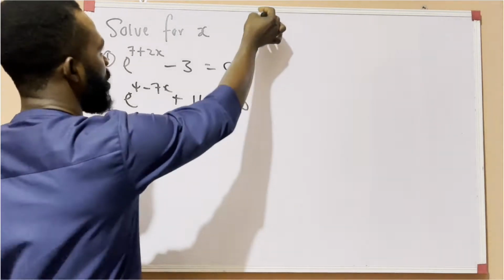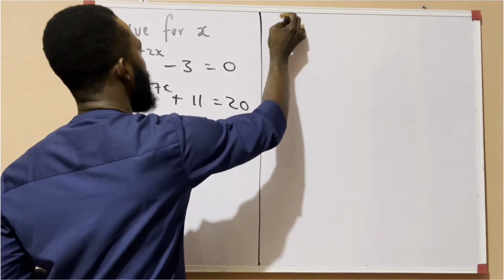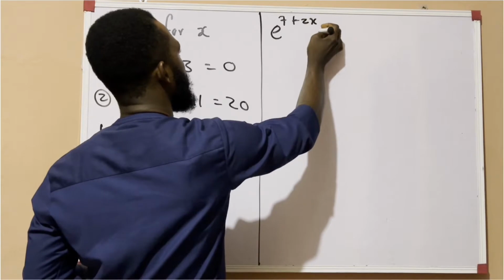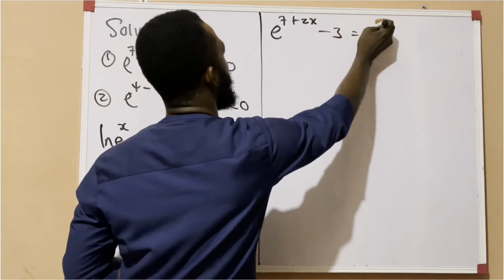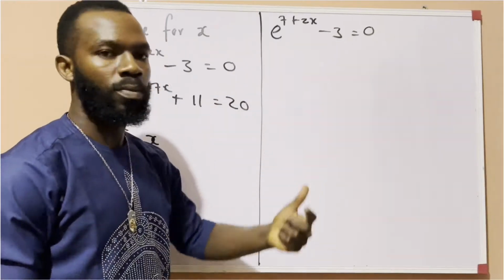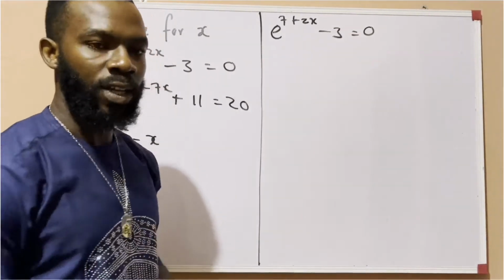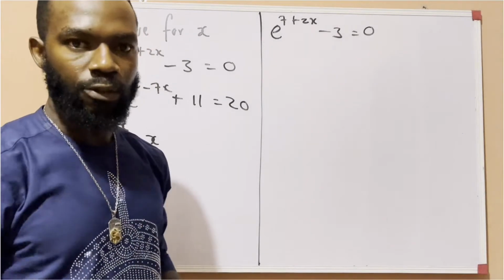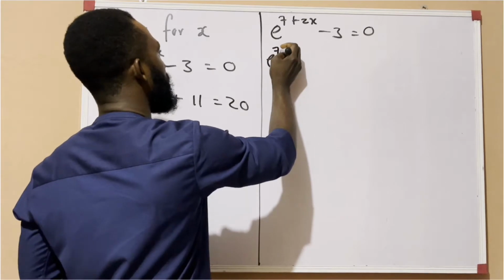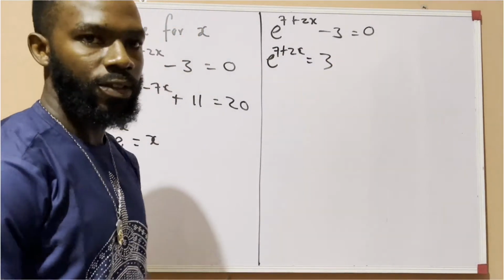Okay. Let us solve question number one. Question number one says e raised to the power of 7 plus 2x minus 3 equals 0. Now the first thing we're going to do is make the exponential function the subject of the formula. So minus 3 goes to the right-hand side of the equation and becomes a positive 3. So we are left with e raised to the power of 7 plus 2x is equal to 3, because 0 plus 3 gives us 3.